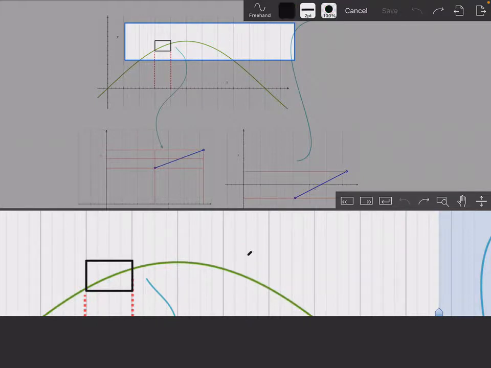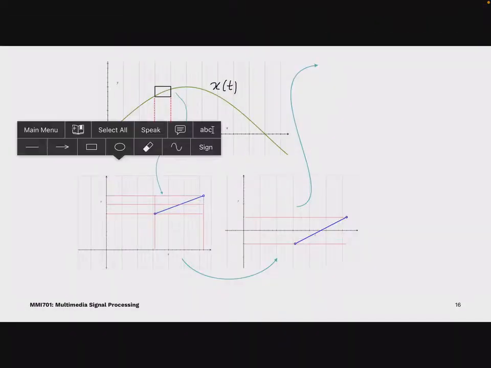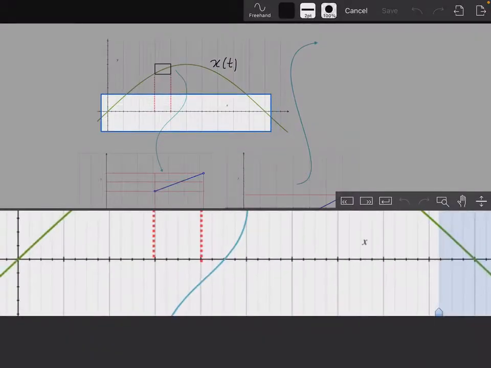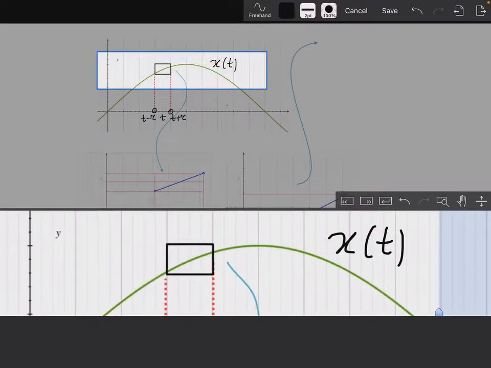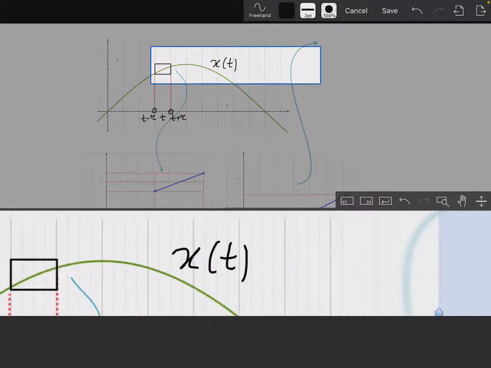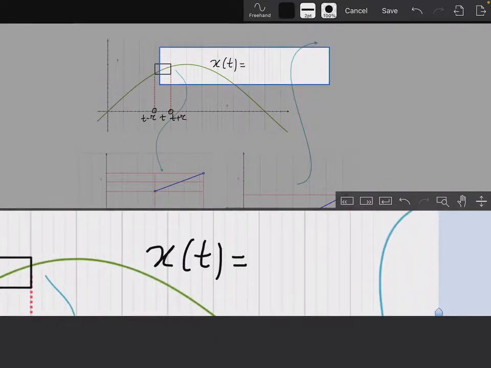Okay, just let me use black because it's not gonna look so good anyway. So this is x of t, and we are looking at this little box here. Let's say the midpoint is t, and we have t minus tau here, and t plus tau here, and our signal changes slightly between these two points.